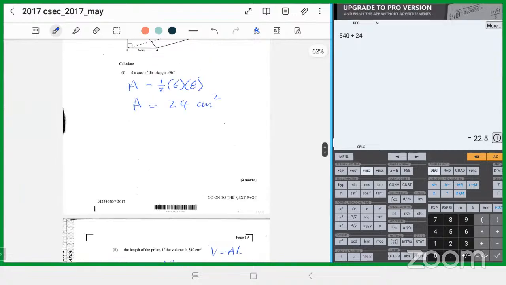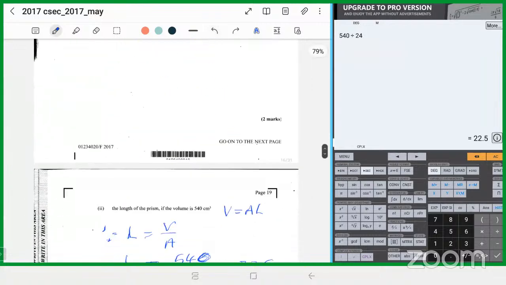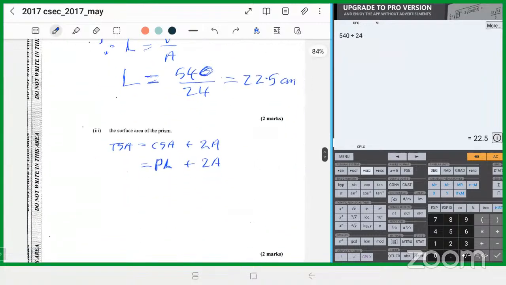6 plus 8 plus 10, that's the perimeter of the end. So this becomes equal to 6 plus 8 plus 10, the perimeter of the end, times the length. The length is this 22.5, we just worked it out. And then we're adding 2 times the end area. The end area is 24, so it's 2 times 24. Work out all of that, and you're good to go.